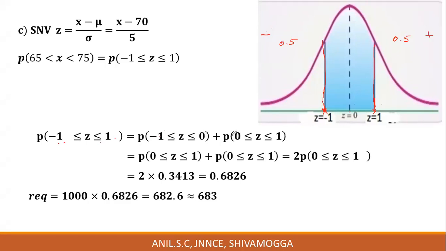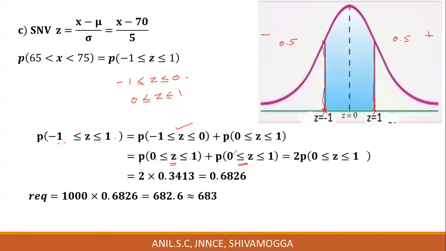Minus 1 to 0 and then 0 to 1. This minus 1 to 0 can also be written as 0 less than or equal to z less than or equal to minus 1. This is the interval. If you multiply this interval through by a negative sign, the inequality will be reversed. That is 0 less than or equal to z less than or equal to 1 like this. And this probability remains the same.